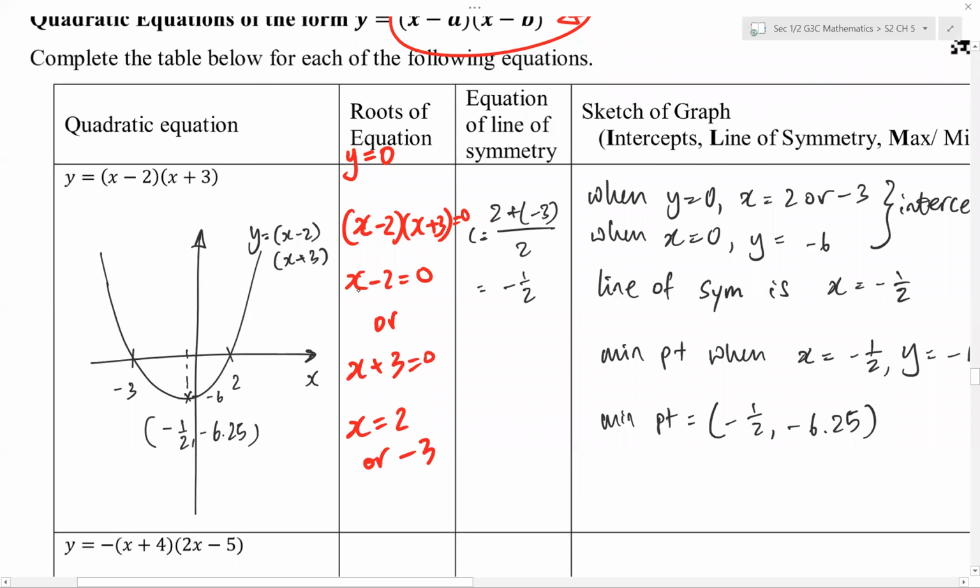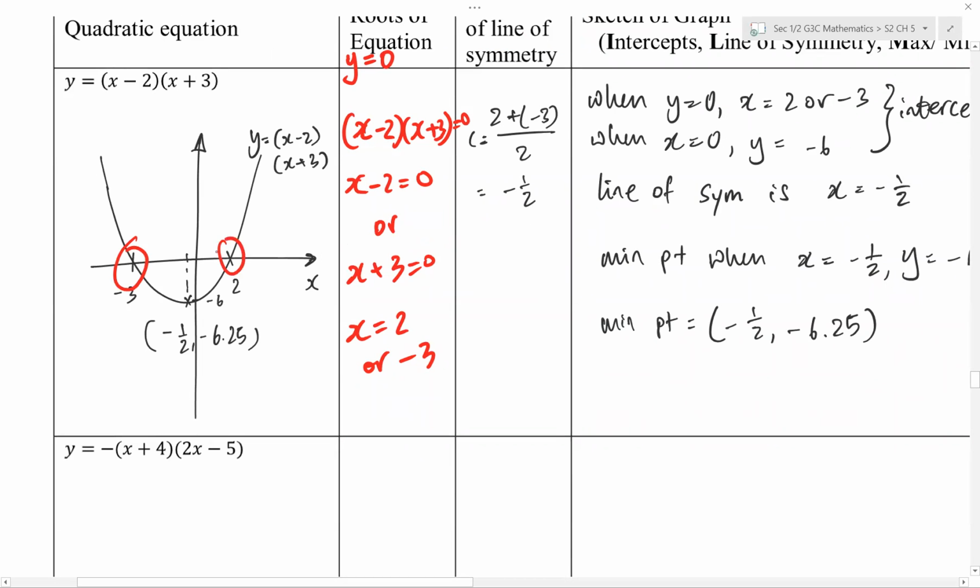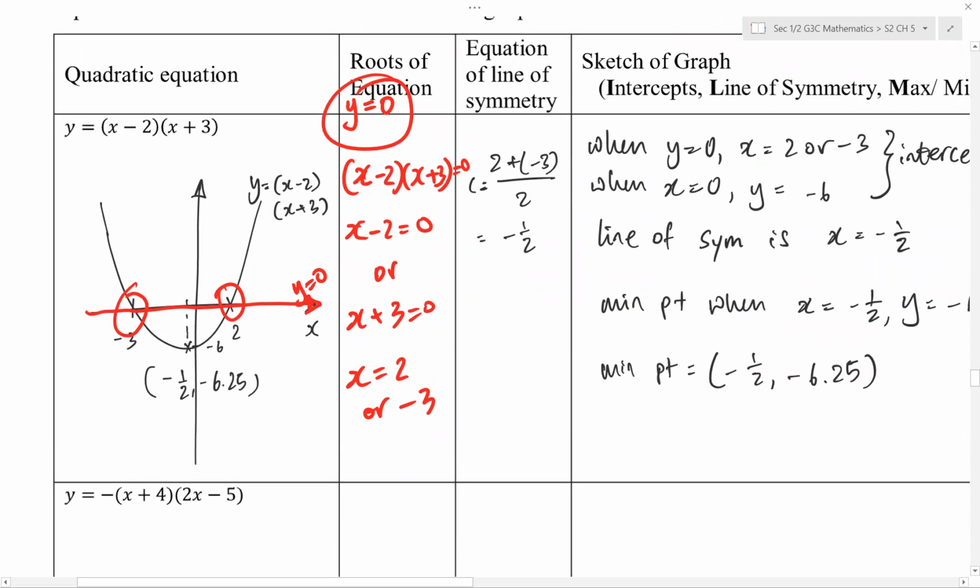From there, look at the x-intercept. Negative 3 and 2, as expected. Because our horizontal axis, our x-axis, has the equation of y equals 0. Okay? So in our quadratic equation, when we talk about the roots, we are actually referring to the case where y is equal to 0.